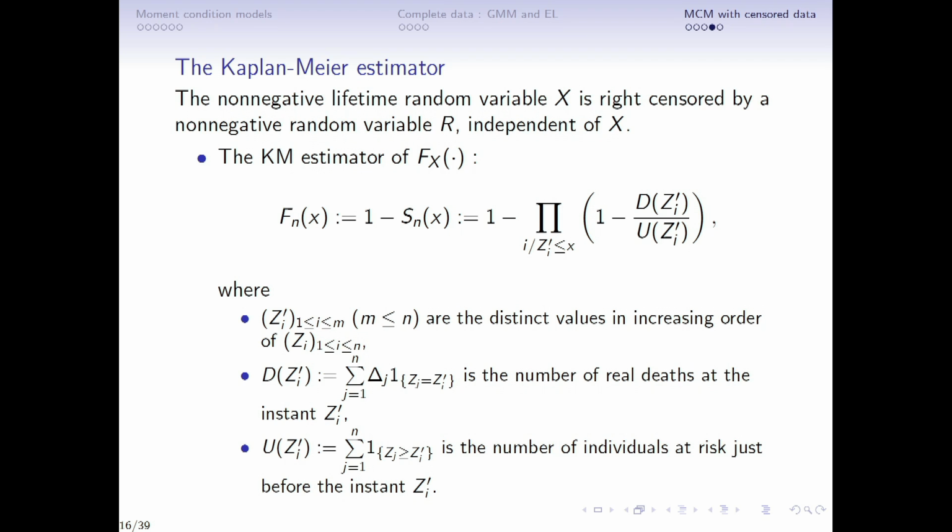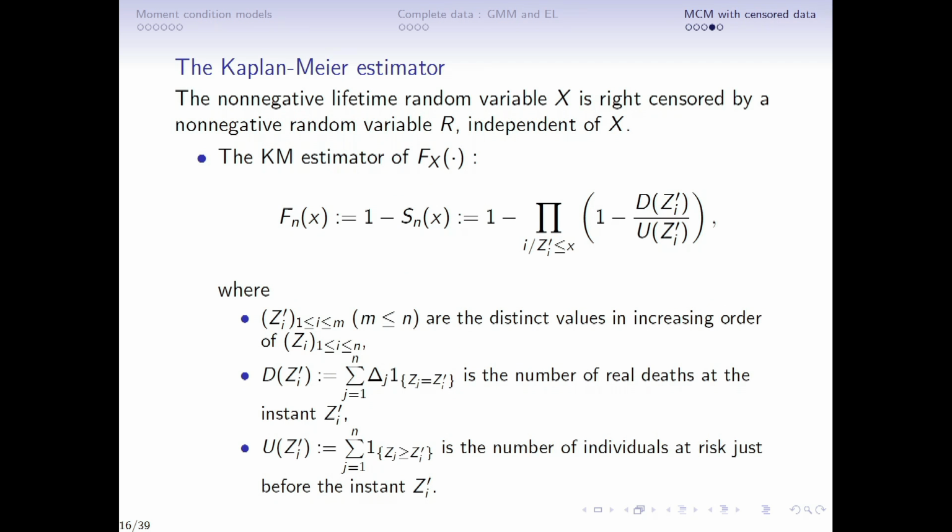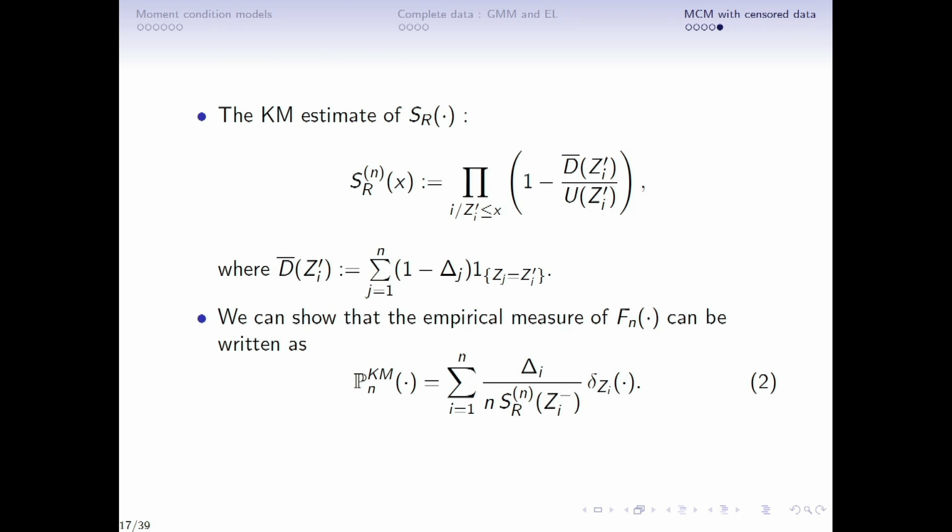I recall the definition of the Kaplan-Meier estimator of the cumulative distribution function, where Sn is the Kaplan-Meier estimator of the survival function. The Kaplan-Meier estimator of the cumulative distribution function is a probability distribution. And we can show that the empirical measure associated to the Kaplan-Meier estimator of the cumulative distribution function is exactly defined in this case. So we have the weights you see here, which are different from one divided by n, but we obtain exactly these weights, which are associated to each observation Zi.